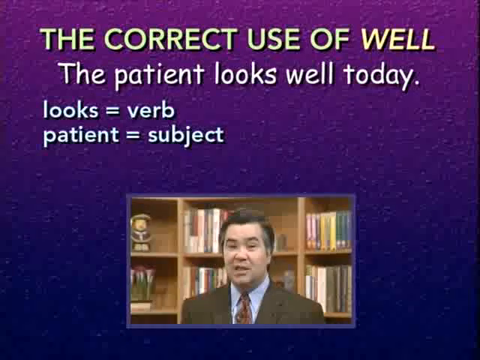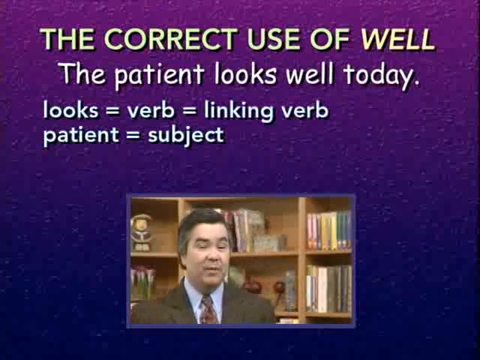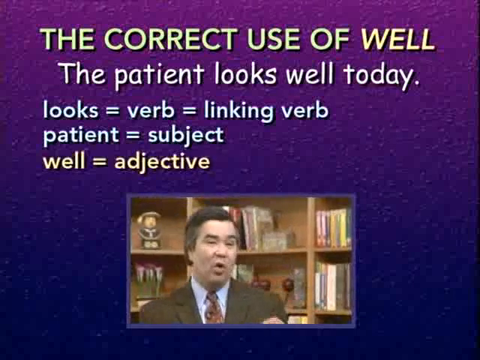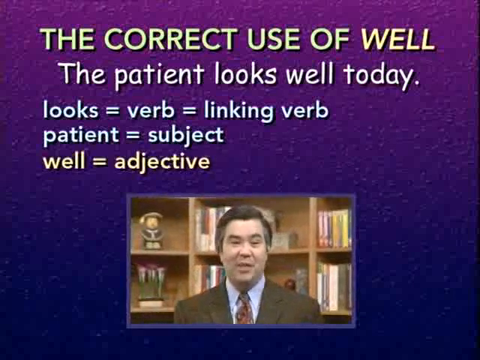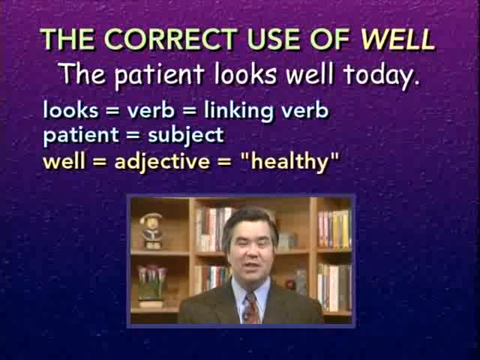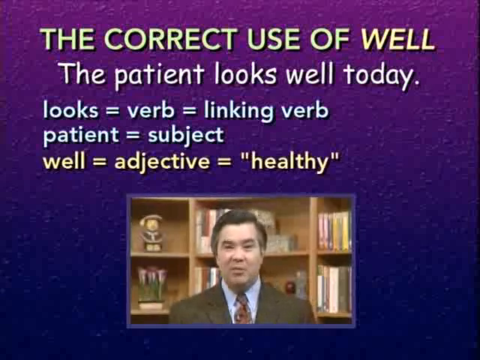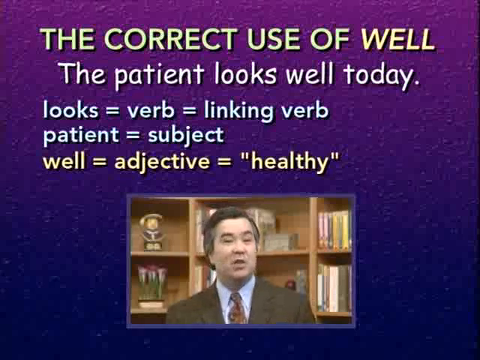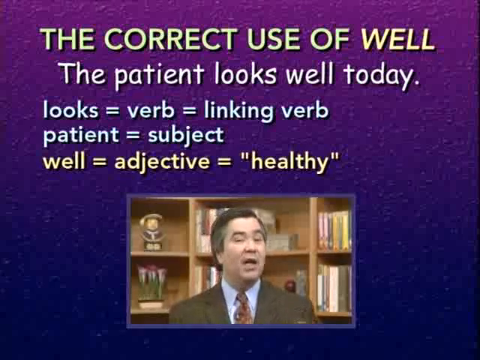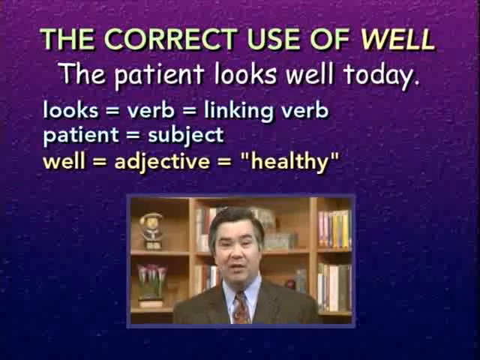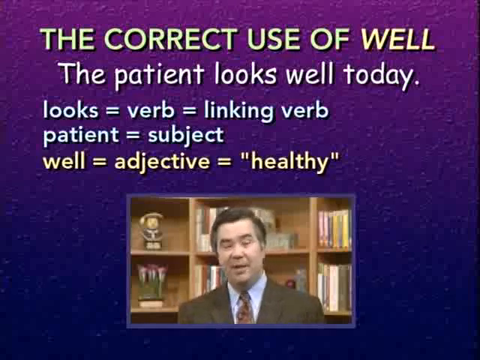So looks in this sentence is being used as a linking verb. What follows a linking verb should always be an adjective. And remember that the word well, when it's used as an adjective, means healthy. Is that being correctly used in this sentence? Of course. Since we're talking about a patient, it would be natural to talk about the state of health of the patient. So this sentence is perfectly correct. The patient looks well today means that the patient appears to be healthy. And that's an example of the correct use of the word well as an adjective to mean healthy.